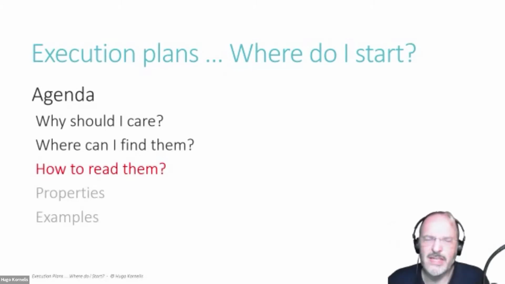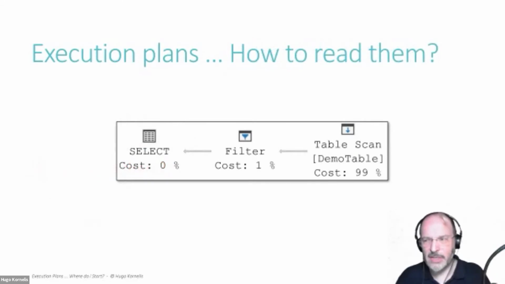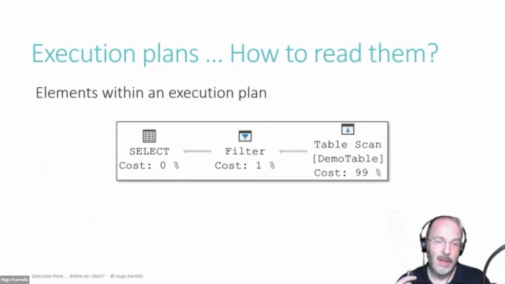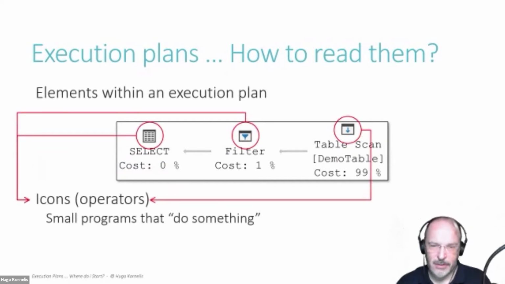And you want to understand what it means. You want to know where to start. So here is an example of a simple execution plan. And in this example execution plan, well, basically every execution plan is completely made up of two different elements. One element is the pretty pictures, the icons that have a name and some additional data underneath it.